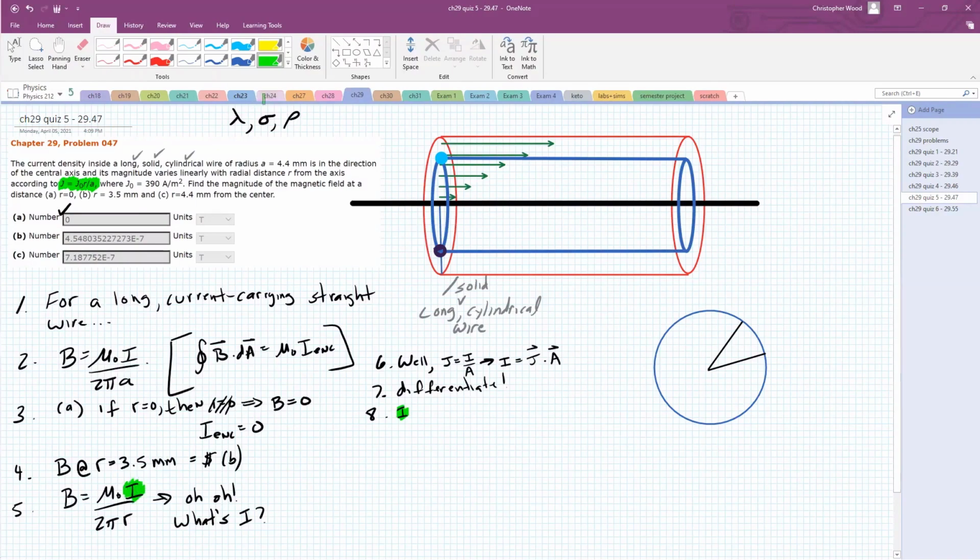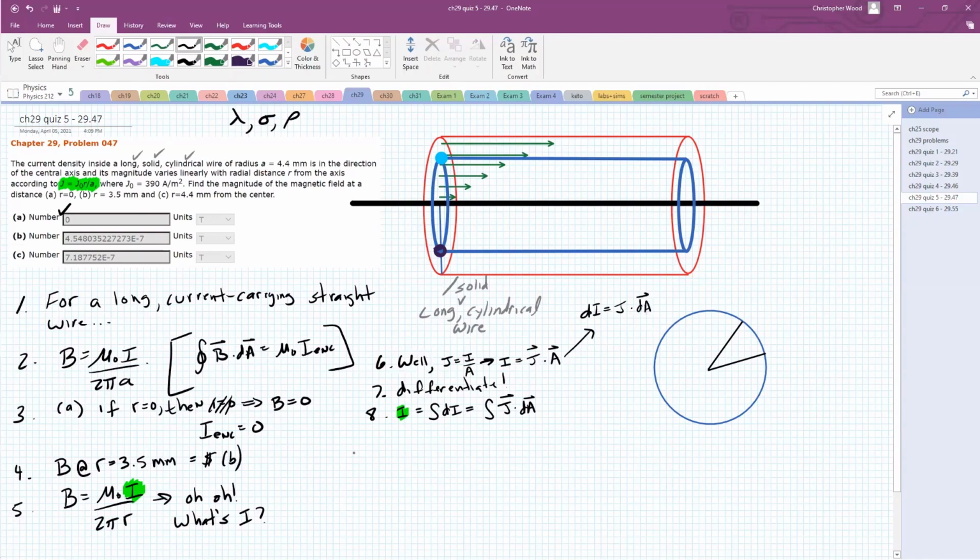Okay. So in differential form, it's going to equal the integral of dI, which is going to equal the integral of J dot dA. So the differential form here you could say would be, if I differentiate both sides, dI equals J dot dA.